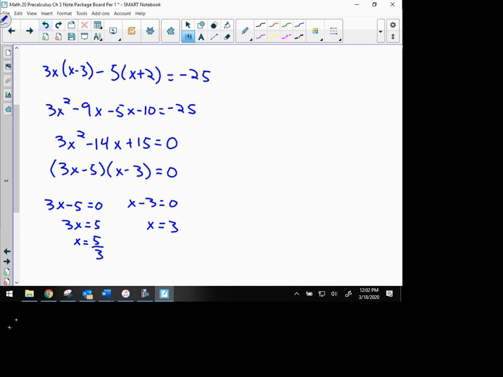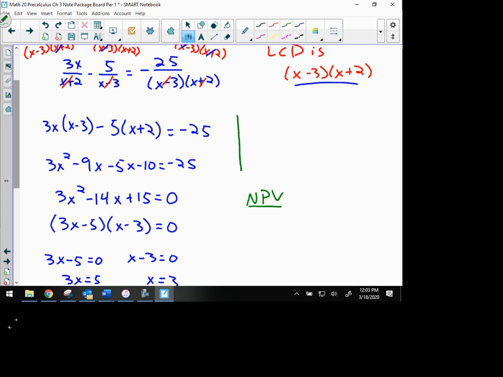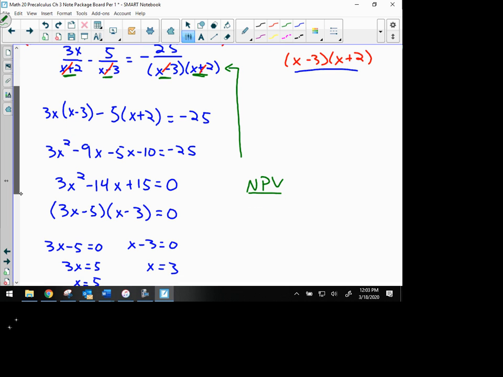Now again, we don't need to do a formal check with this, but we do want to consider our non-permissible values. So let's do that right now. Our non-permissible values, we're looking at the factors that occur throughout the question. So I'll just scroll up a little bit here. We're looking all the way back up here. Our non-permissible values, before we canceled and everything, what were our denominators? Well, we see that we have denominators throughout here, x plus 2, and we have x minus 3. So two different factors, just like before in the previous example. And so our non-permissible values would be, x can't equal 3, and x can't equal -2. So those are our non-permissible values based on the factors we have in the question.